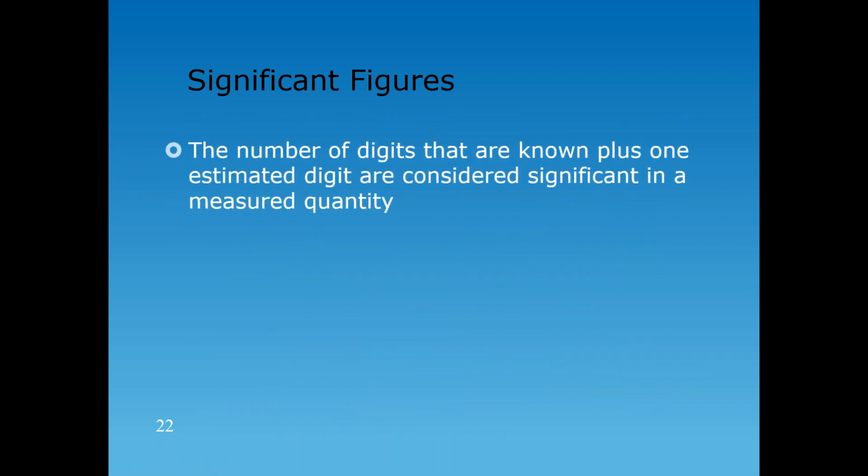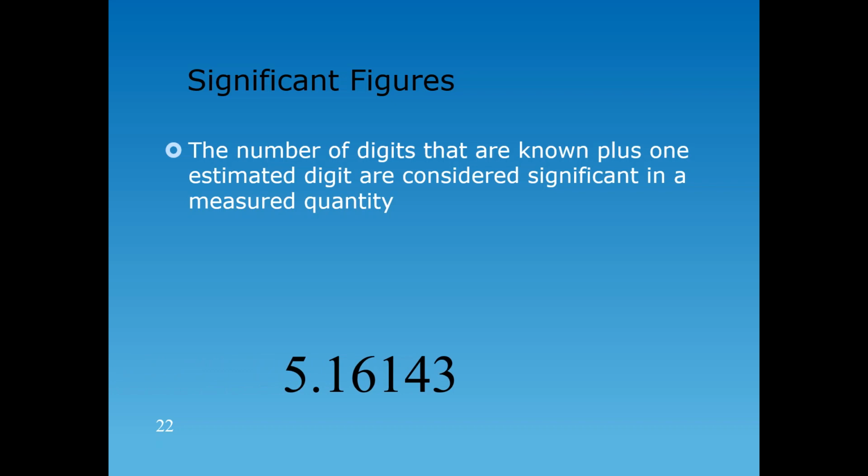Okay, so when we talk about significant figures in a measured value, we're talking about those digits that are known plus one estimated digit. So in any measured value, what you have to keep in mind is that measurements are basically, at best, estimates. Now, there are some digits that you will be certain of, but there's one digit that you have to estimate.